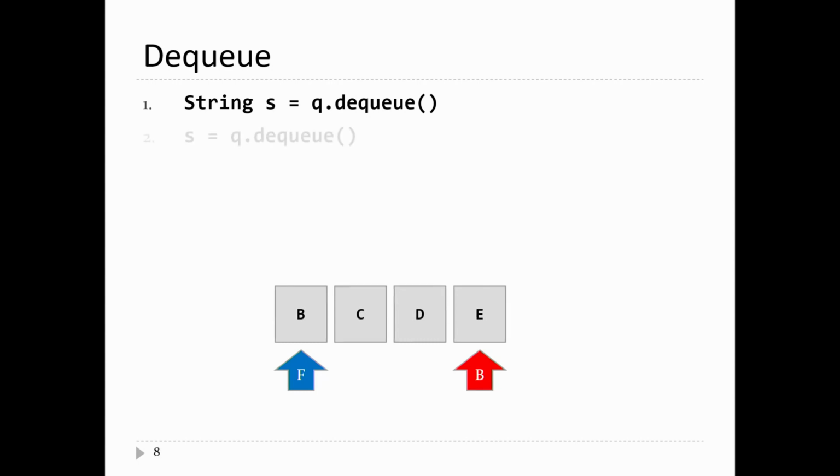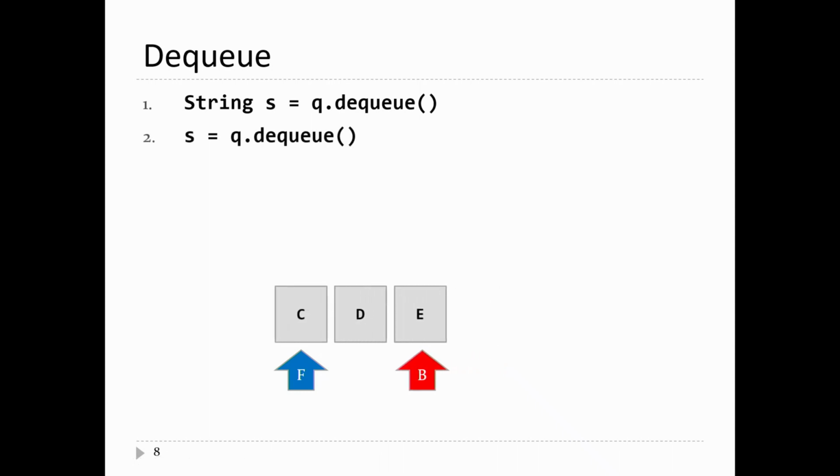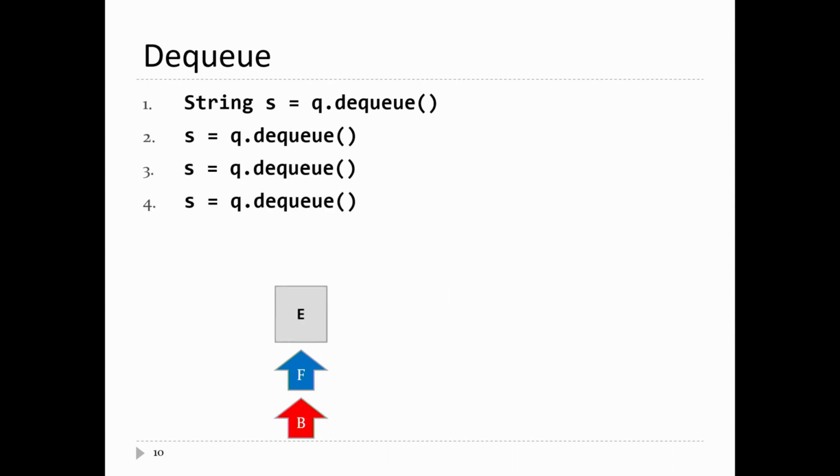Dequeue the next element. The B gets returned to the caller, and again, conceptually, everybody moves forward in the queue. I'm just going to click ahead. Last element, dequeue it. It comes out, and there is no front and back element anymore.